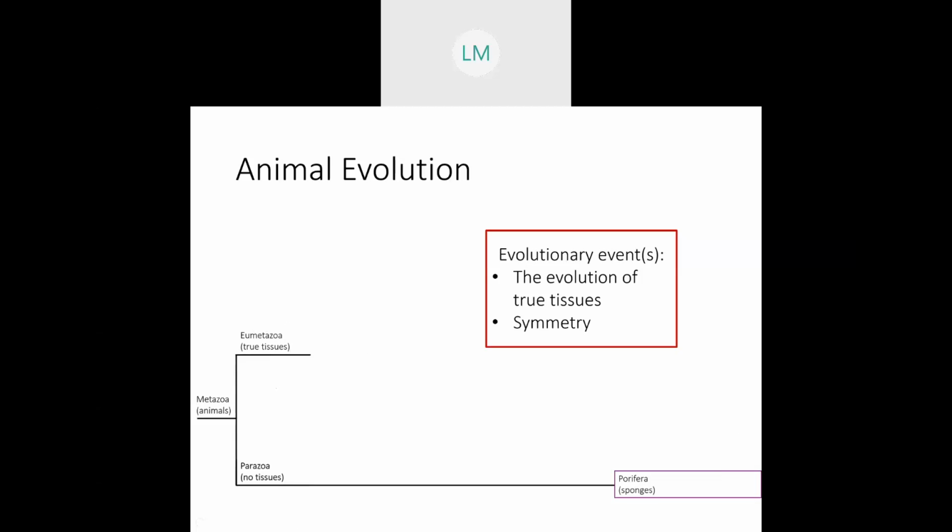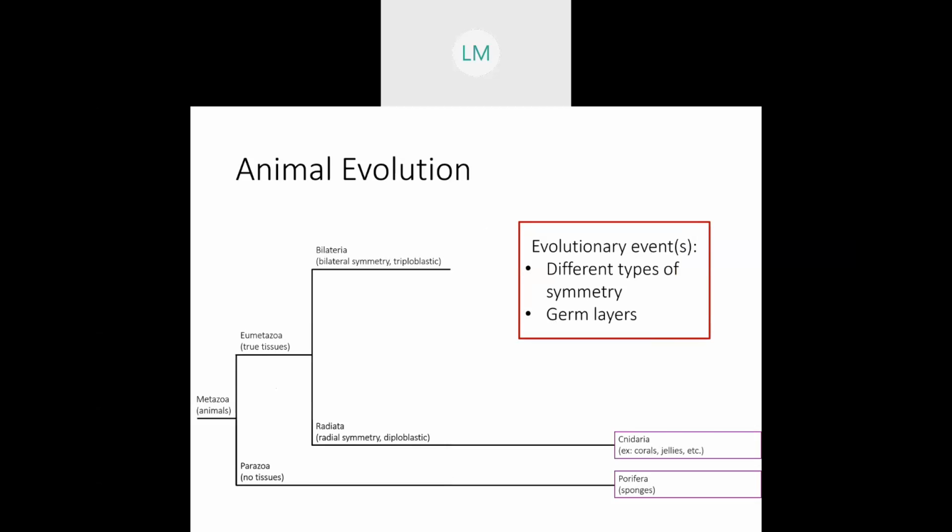And then all of these animals that have tissues are also symmetric in some way. So within our true tissue animals and our symmetric animals, we have a split into different types of symmetry and the evolution of different types of germ layers. So down here, we have radially symmetric organisms. Those are going to be phylum Cnidaria, things like jellyfish. And then everything else is bilaterally symmetrical.